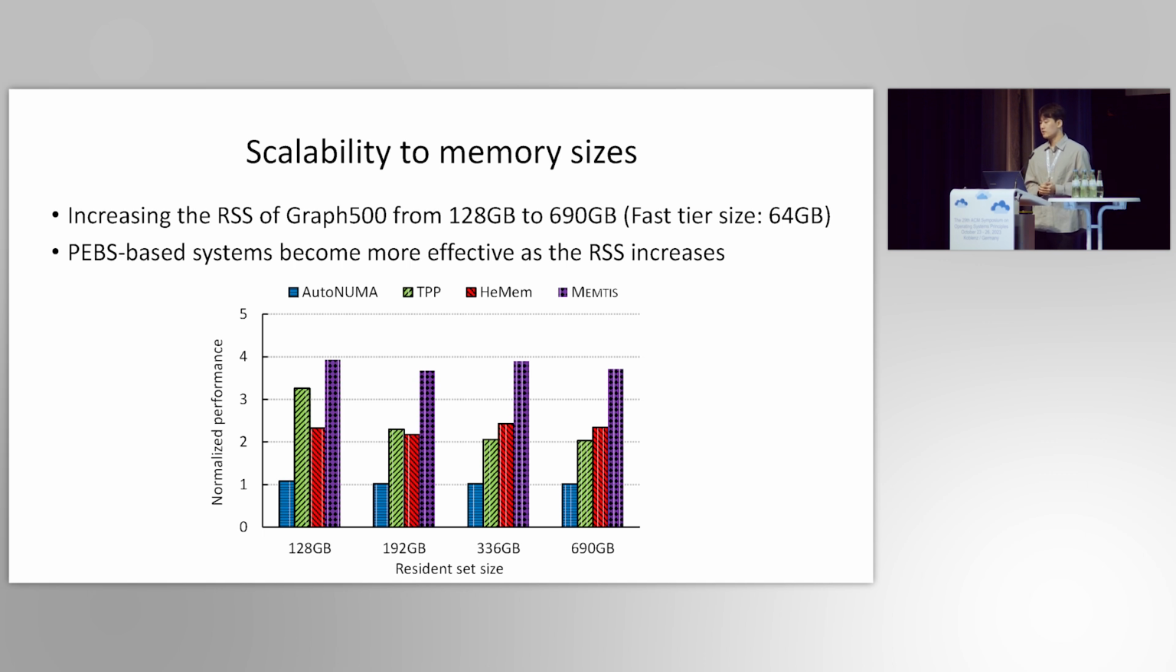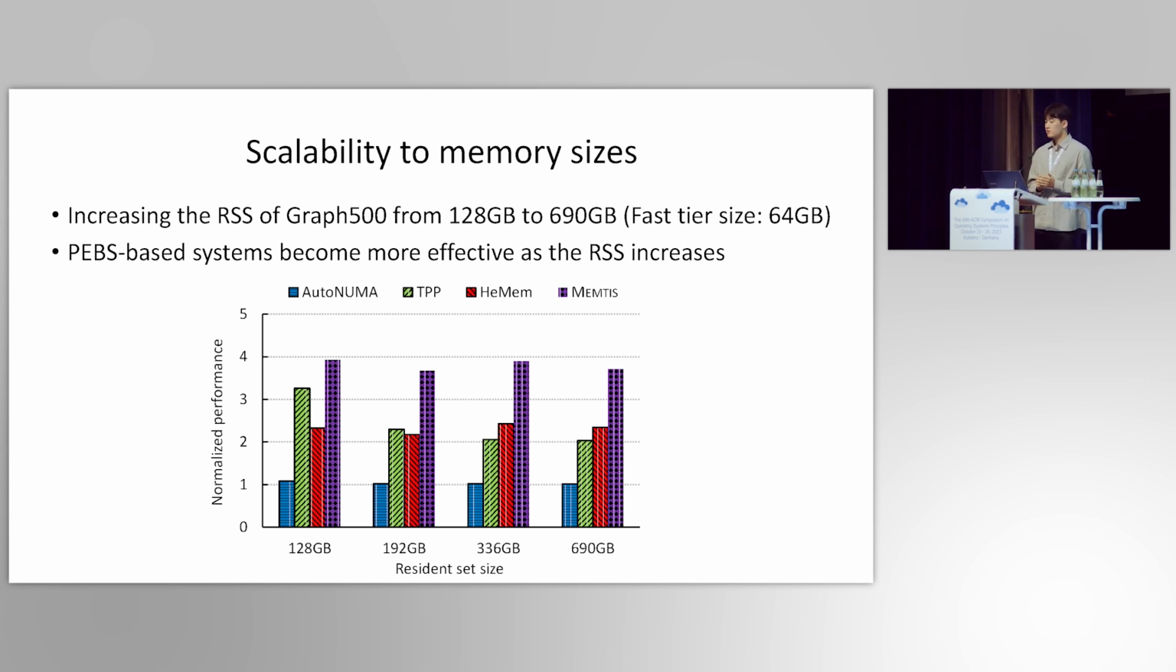We evaluate MEMTIS by increasing the resident set size of Graph 500 from 128 gigabytes to 690 gigabytes. In all experiments in this result, the fast tier size is 64 gigabytes. AutoNUMA has no performance improvements in all cases. And TPP works well when the RSS is 128 gigabytes, but its effectiveness decreases as the RSS increases. This is because it tracks memory access by scanning page tables, which is not scalable to increasing memory sizes.